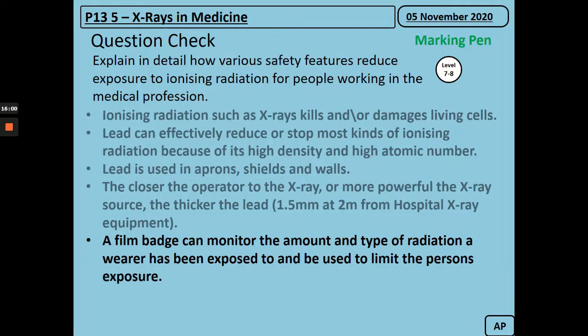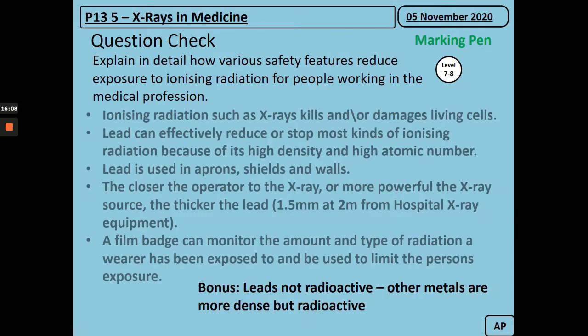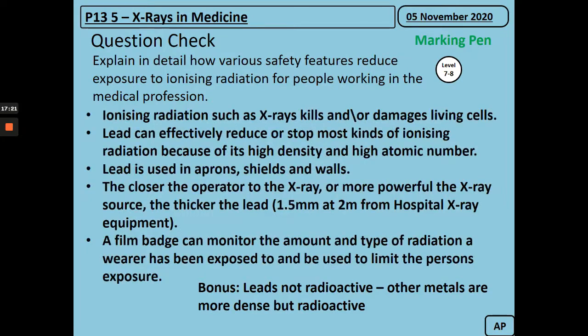A film badge can monitor the amount and type of radiation a wearer has been exposed to and be used to limit the person's exposure. Lead is not radioactive, whereas other metals are more dense but radioactive. If you were to use those other metals, they would be releasing that radiation as well, but lead isn't, so that's why it's used.